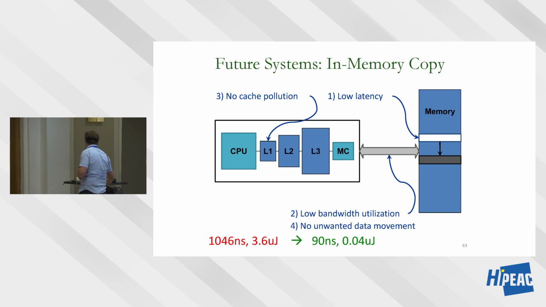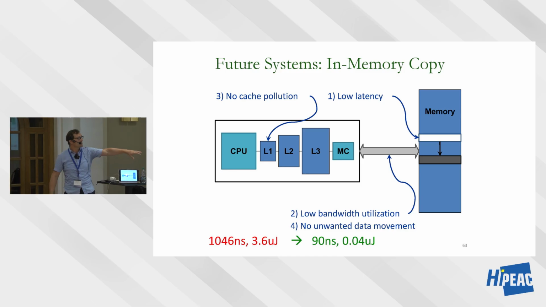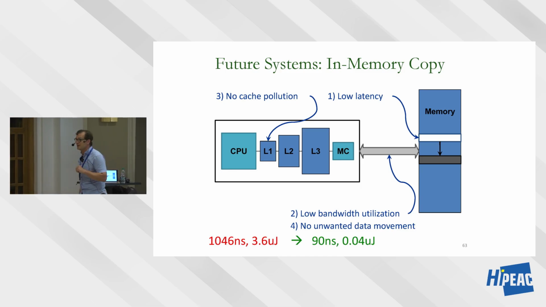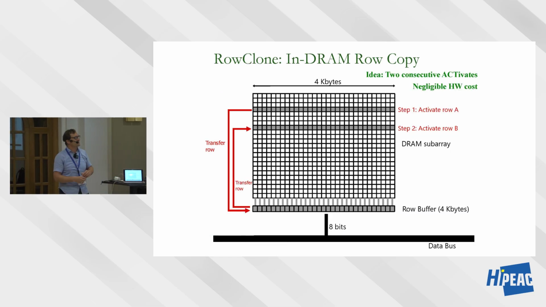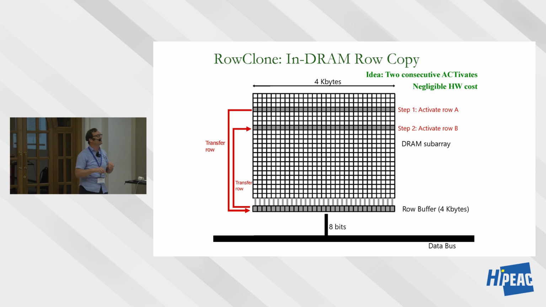That's the idea. This low latency, low bandwidth, no cache pollution, no unwanted data movement. And this basically takes that 1000 nanoseconds to only 90 nanoseconds and 3.6 microjoules to 0.04 microjoules. And the way to do it in DRAM is actually very simple. So let's go into the DRAM circuit level, low level structure. This is still the architectural level. I'm going to show you the circuit level later.